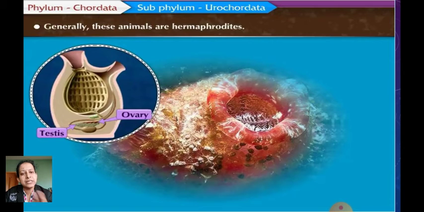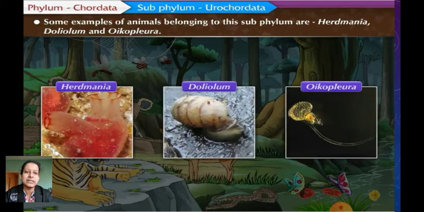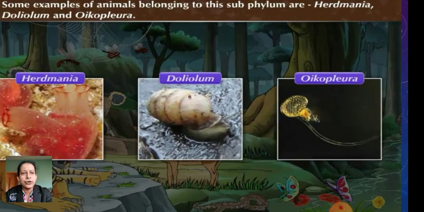Now, about their reproduction, they show sexual reproduction, but they are bisexual. That means hermaphrodite, male and female in the same organism. Therefore, they are also called hermaphrodite. So this is regarding the Urochordates. Now, what are some of the examples? Common examples are Herdmania, Doliolum, and Oikopleura. So these are three examples you have to remember for this subphylum Urochordata.